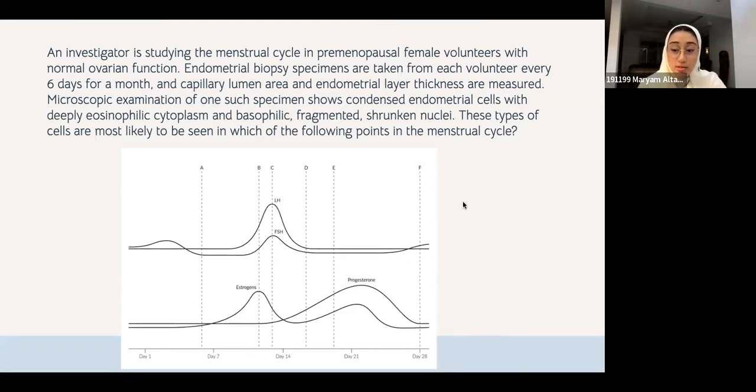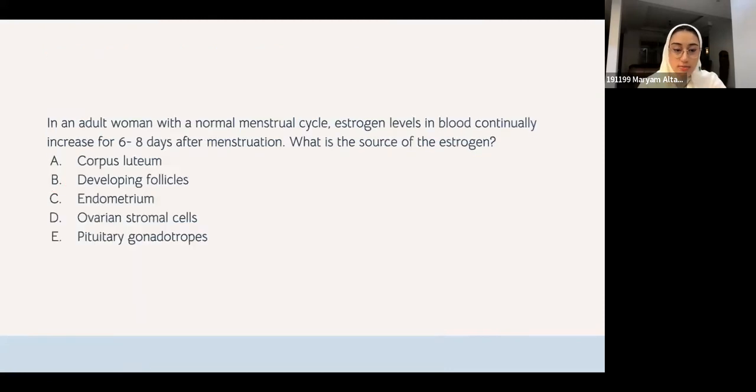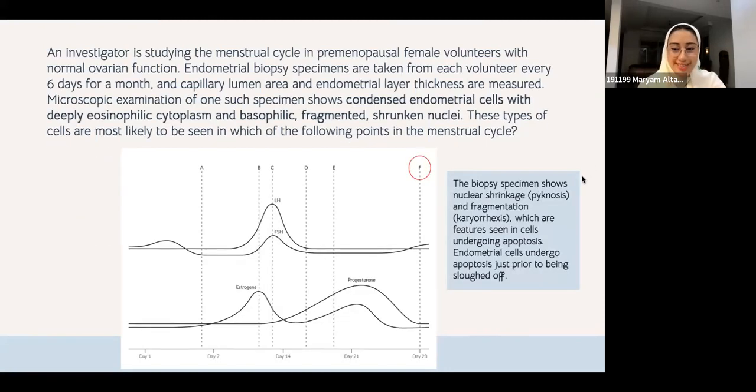So the answer to this question, you didn't see the second answer. All right. The answer to this question is F. Something to know here, and this applies for all of you in the future: condensed endometrial cells, deeply eosinophilic cytoplasm, shrunken, fragmented nuclei. This is describing apoptosis.